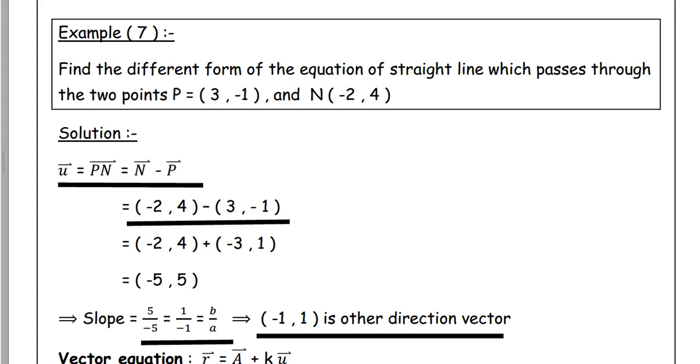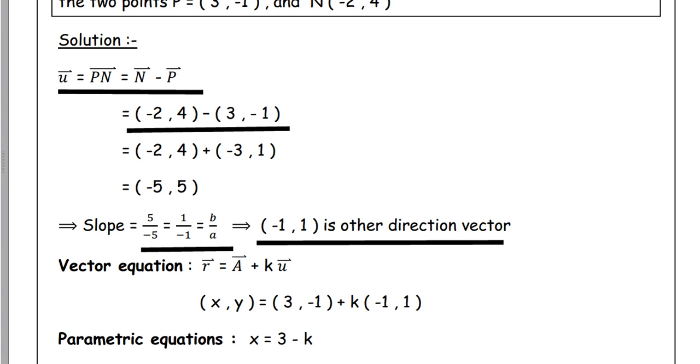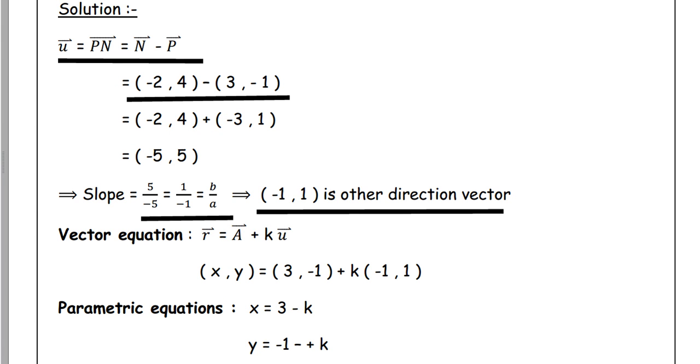Okay, so the vector equation: r equals a plus ku. So x and y equals the point 3, negative 1, plus k by the direction vector. The direction vector here is negative 5, 5. By simplifying, it is negative 1 and 1. If I have any direction vector, like 4 and 2, dividing over 2, it will be 2 and 1. Any direction vector, we can get it in this form by dividing.